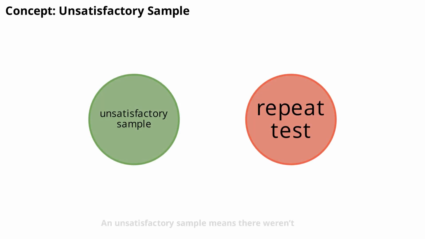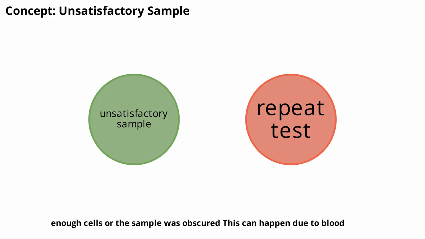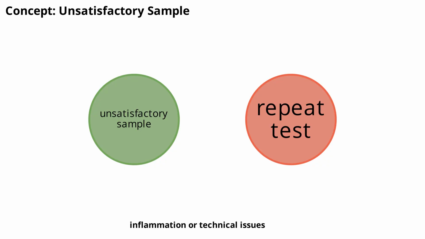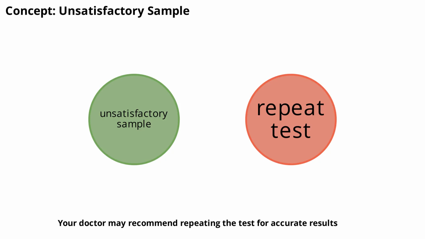An unsatisfactory sample means there weren't enough cells or the sample was obscured. This can happen due to blood, inflammation, or technical issues. Your doctor may recommend repeating the test for accurate results.